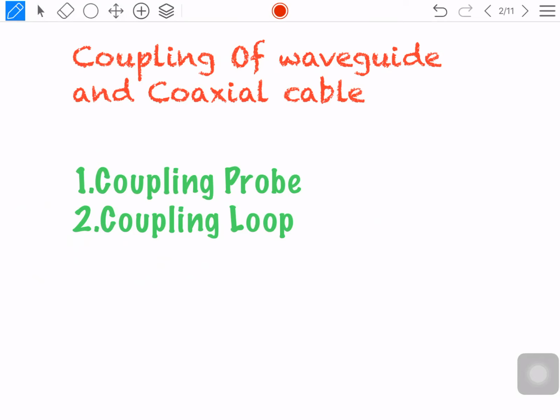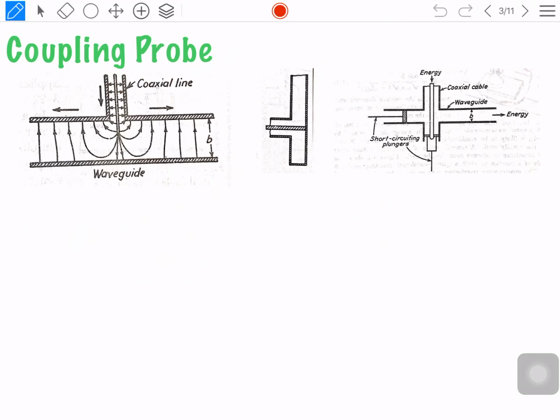In today's session, we will discuss how a waveguide is coupled to a coaxial cable. This can be done in two ways. The first method is the coupling probe and the second one is the coupling loop. A coaxial line may be coupled to a waveguide by means of a probe or by means of a loop. By using the probe, there is electric coupling, and by making use of a loop, the coupling is magnetic.